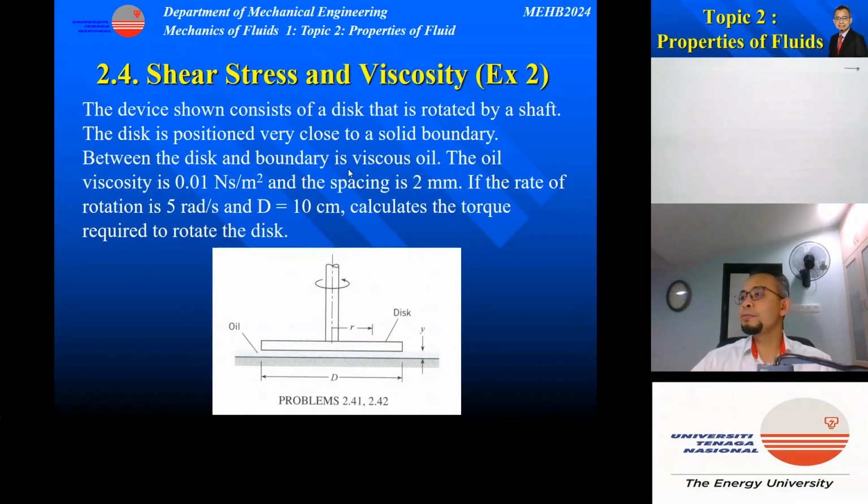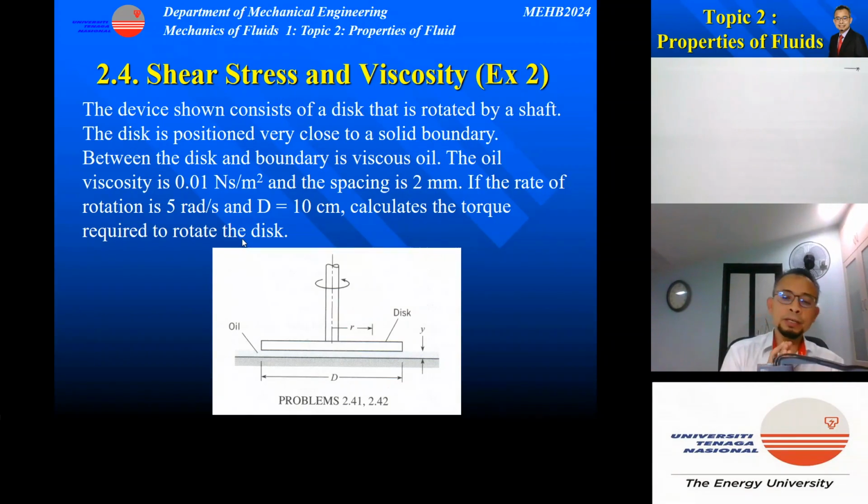The oil viscosity is given as 0.01 Newton second per meter squared, and the spacing is 2 millimeters. So now we are given the spacing. If the rate of rotation is 5 radians per second and the diameter of the disc is 10 centimeters, we are asked to calculate the torque required to rotate the disc.